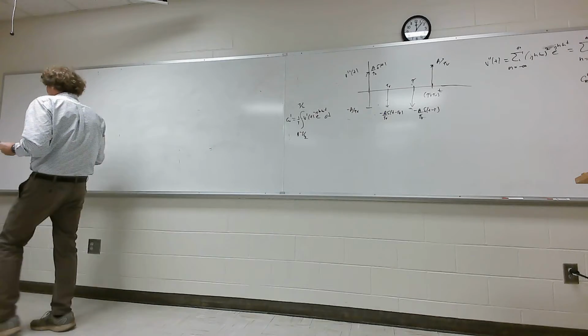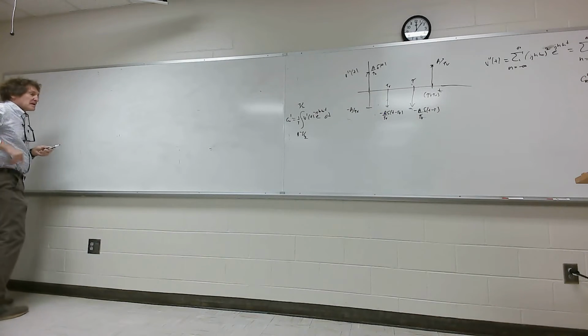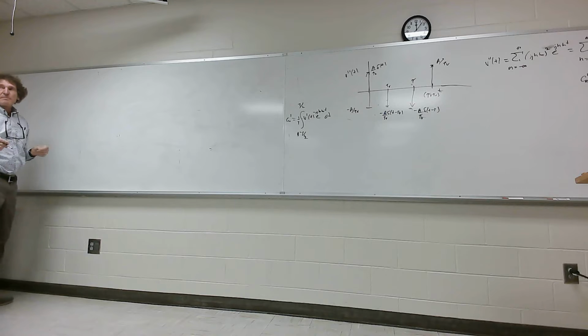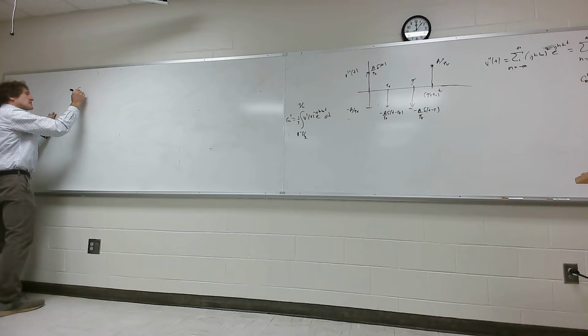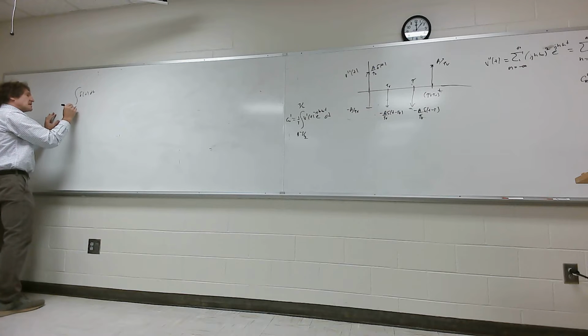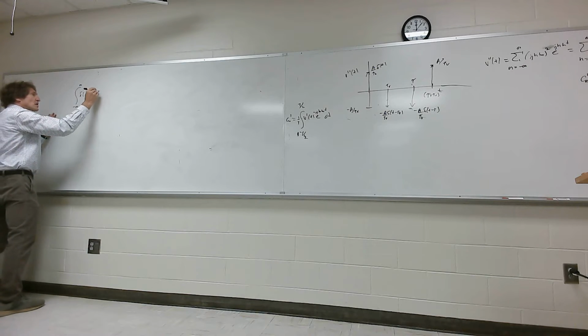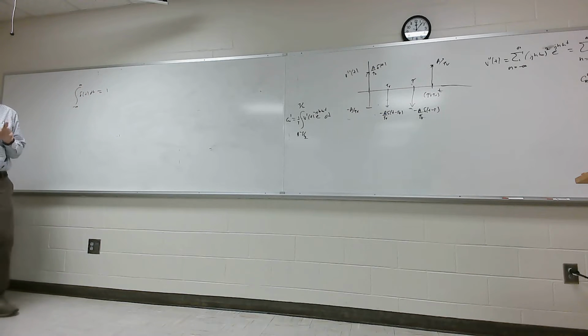So now over here, first I want to mention something about delta functions. First thing is the integral of a delta function dt from minus infinity to infinity is 1. The area under a delta function is 1. The only time the delta function has a value other than 0 is when the argument of the delta function is 0. Everybody follow me on that?